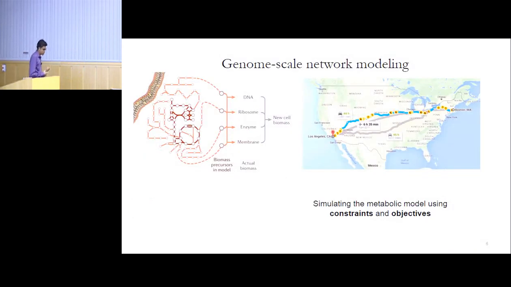So these models represent a biochemical map of all the metabolic transformations that happen in a system. And the way we use these metabolic models to simulate them is very analogous to how we use Google Maps. When you use Google Maps, you provide two inputs to Google. One is your objective, that is your source and destination.